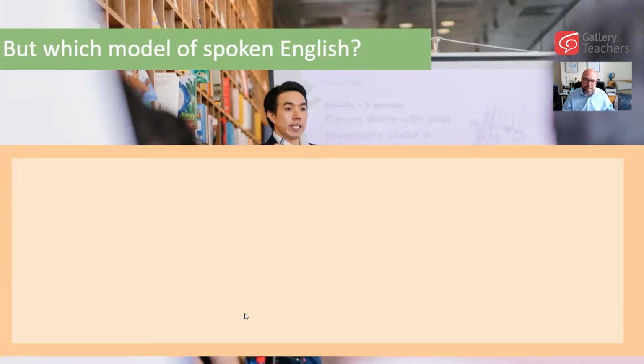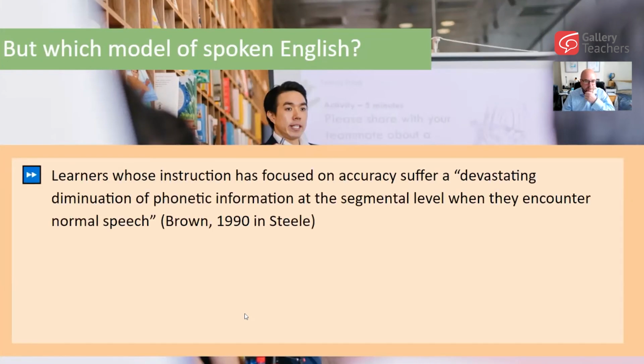Okay, so to conclude, we've gone through these examples of connected speech. So I think we need to consider just how important is it? Well, back in 1990, Brown, an American linguist, was making the point that for students who've always focused on accuracy, the correct pronunciation of individual words, when they get to the segmental level, that's when words link together, there's a devastating diminution of phonetic information. Things disappear, things change. Students find it difficult to understand normal speech.